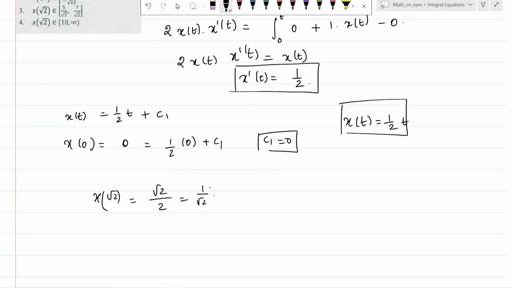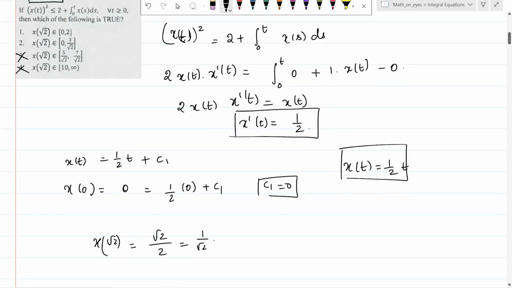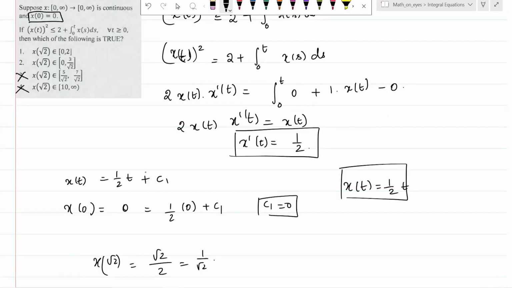So 1 by root 2: here the range 10 comma infinity is not having 1 by root 2 in this range, so this is false. And this option is also not having 1 by root 2, so this is also false. We have to verify whether the first option or the second option. So we will just substitute x of t is equal to 1 by 2 into t plus c1.